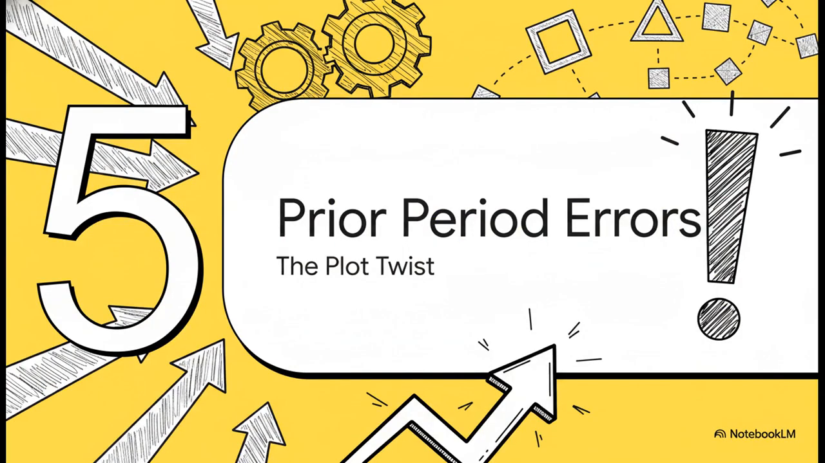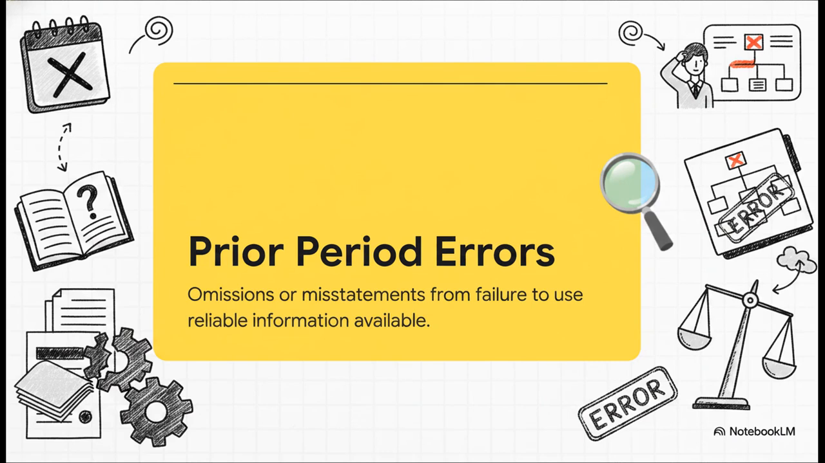Section 5. Prior period errors. The plot twist. All right, get ready for a massive realization. Ind AS 8, Paragraph 5 defines prior period errors as omissions or misstatements from a failure to use or the misuse of reliable information that was available when the financials were approved. And guess what? This explicitly includes mistakes in applying accounting policies.